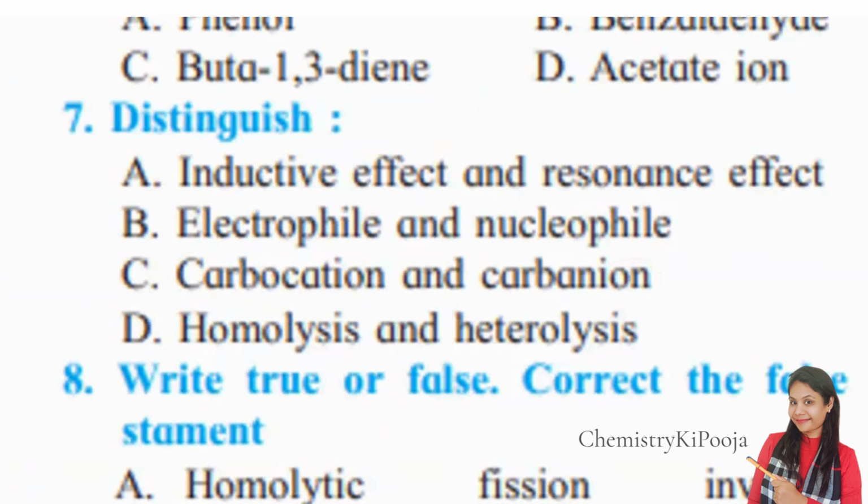Now the next question, number 7, distinguish. The first one is distinguish between inductive effect and resonance effect. Now remember students, if distinguish is asked for 2 marks, then each point carries half mark. Always remember, if it is for 2 marks, then you need to write down 4 points. If it is for 3 marks, then you need to write down 6 points. So basically, you are going to write down points, okay, and each point will carry half mark.